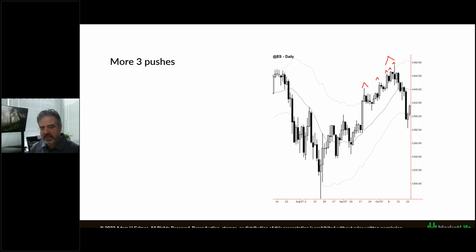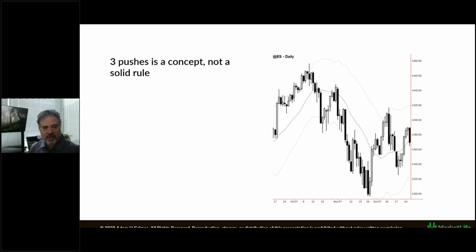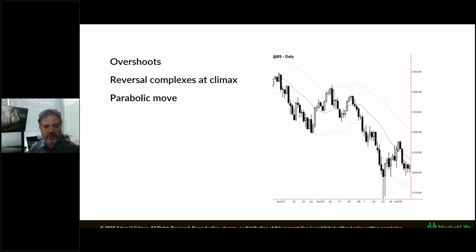So don't get stuck. We were also looking back here. Don't get stuck on what is definitively the right answer, because this is a concept. This is a concept of when a market makes multiple stabs in the direction of a trend, there's a very good chance that trend is reaching some kind of extreme. Other things that set up potential climaxes are overshoots. So you will add, and that's what we see here. A couple tests of a low.